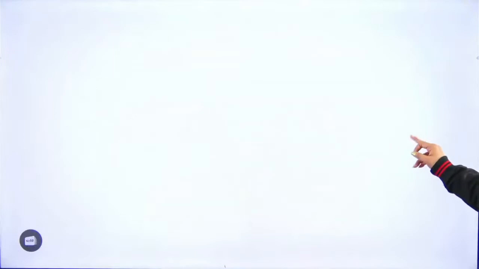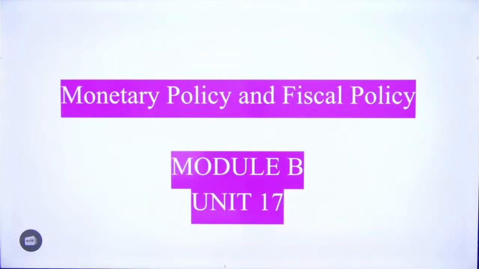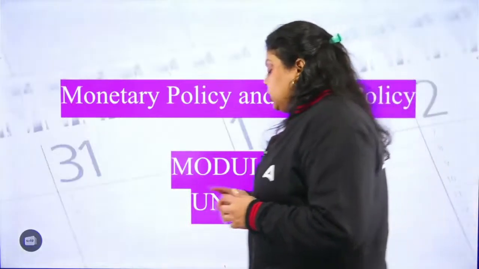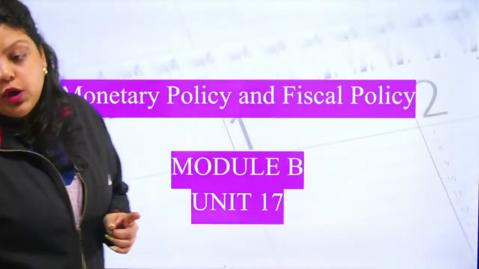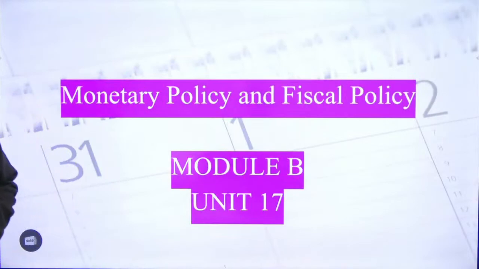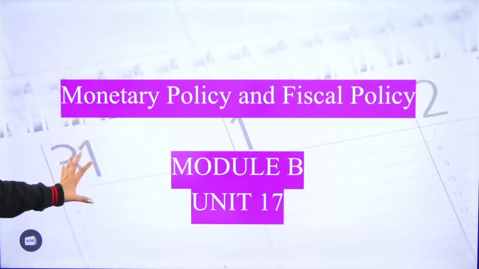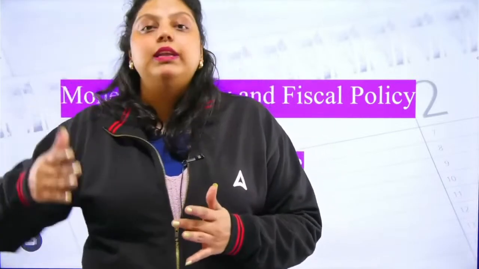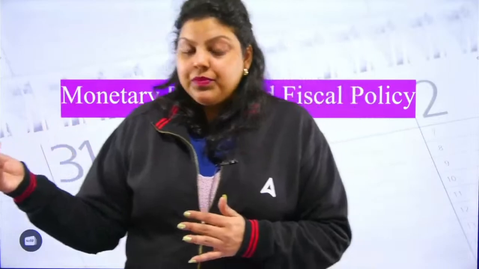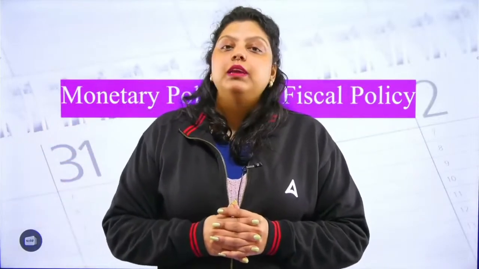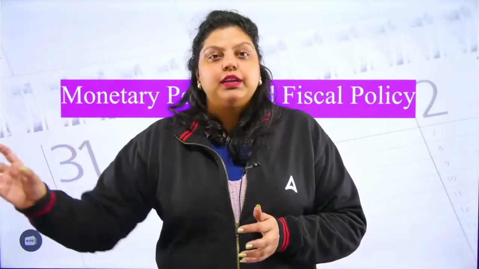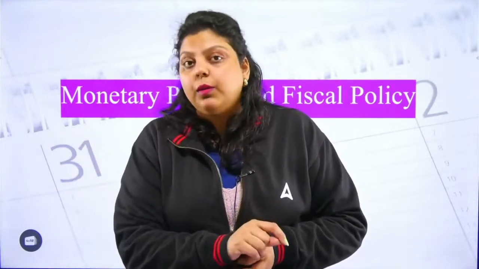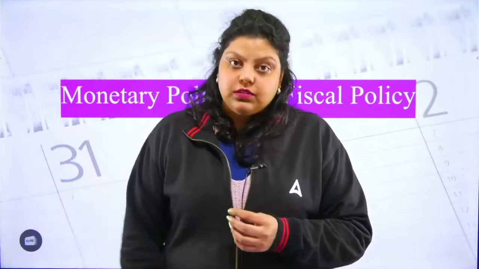Let's start. Today's session is on monetary policy and fiscal policy, which is unit number 17, the 17th unit overall under Module B. Module A has 11 units, and from unit number 12 we have Module B. In Module B we have to cover topics related to banking but which are economics topics, like monetary policy and fiscal policy.